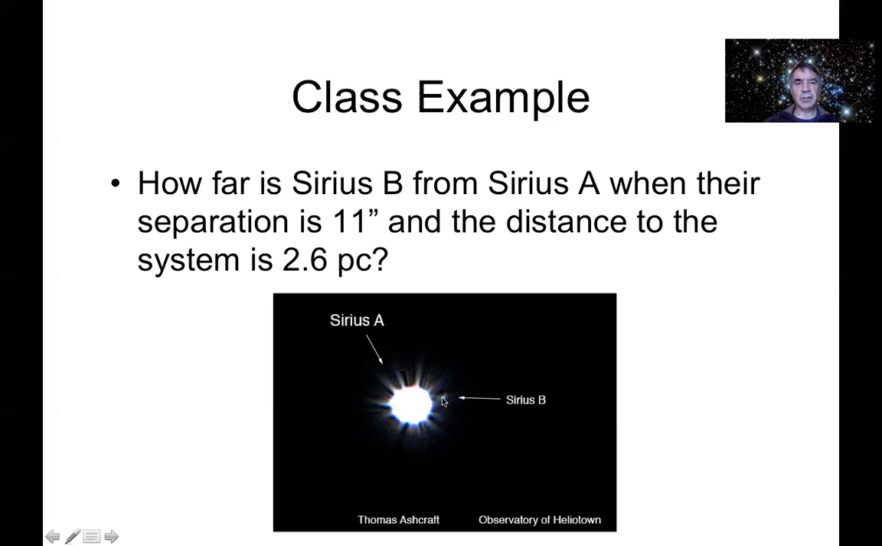If the angular separation between these 2 objects is 11 arc seconds, and the distance to the system is 2.6 parsecs, what's the physical separation here? It would be good if you could put the answer in astronomical units, just to give you some kind of scale, and we can relate it to the solar system. So work out the separation in meters, but then convert to astronomical units. If you have a quick go at that, we'll come back after the break and get stuck into Kepler's third law.